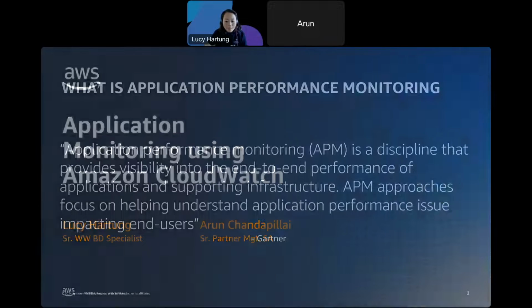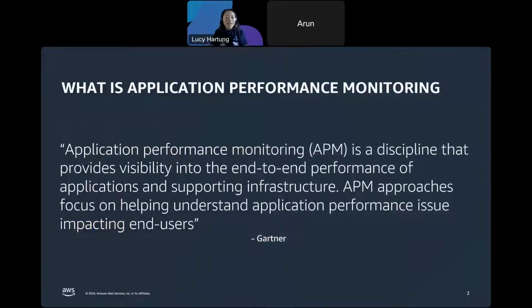So with that being said, let's start with Gartner's definition of APM. I'm going to take a quick 30 seconds for you to read over. When we're talking about APM, we're really looking for visibility into the end-to-end application, not just at the application layer, but also the supporting infrastructure as well as the application performance impacting the end users.